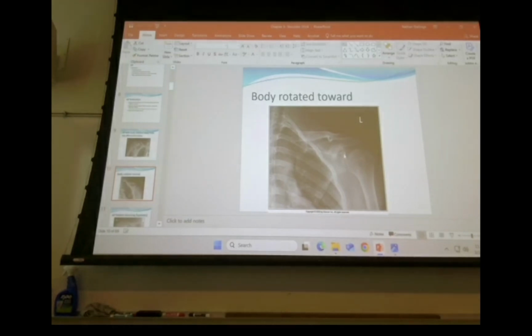I'm not sure that we don't have something going on with that scapula right there. Can you kind of see that dark shadow right here? Maybe if I turn some of these lights off, you can see a little bit better.